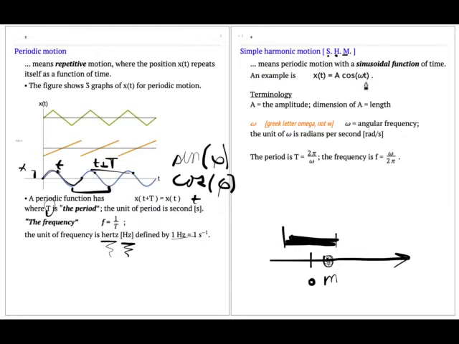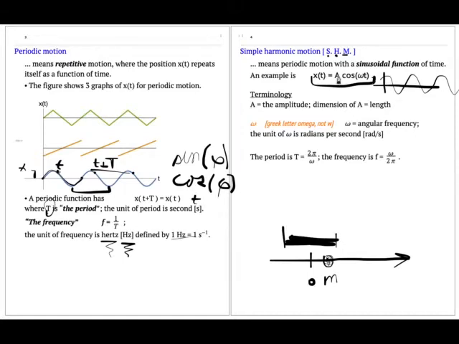So the example that they give in the book is x = A cosine omega t. That's a sinusoidal function. If I make a graph of this function, it's a sine shape. A cosine has the same shape as a sine. It's just that the point t equals 0 corresponds to a maximum for a cosine, whereas it corresponds to 0 for a sine. All right, so we'll take this as a kind of generic equation for simple harmonic motion.